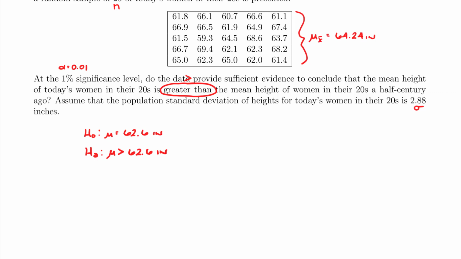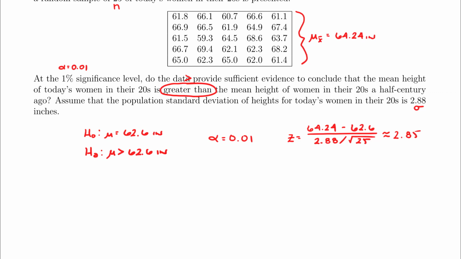The next step is to label what alpha is. We found that in the problem itself. It's 0.01. And then we want to compute our value for z, which is our test statistic. So we take our sample mean of 64.24, subtract the given mean of 62.6, divided by the population standard deviation of 2.88, which is then divided by the square root of the sample size, which is 25. When we simplify this, we find that it's approximately equal to 2.85.